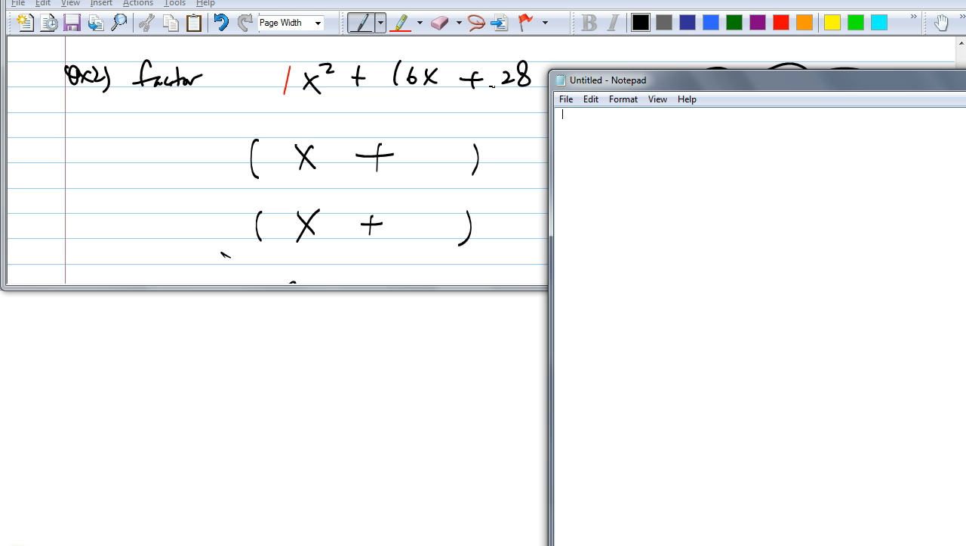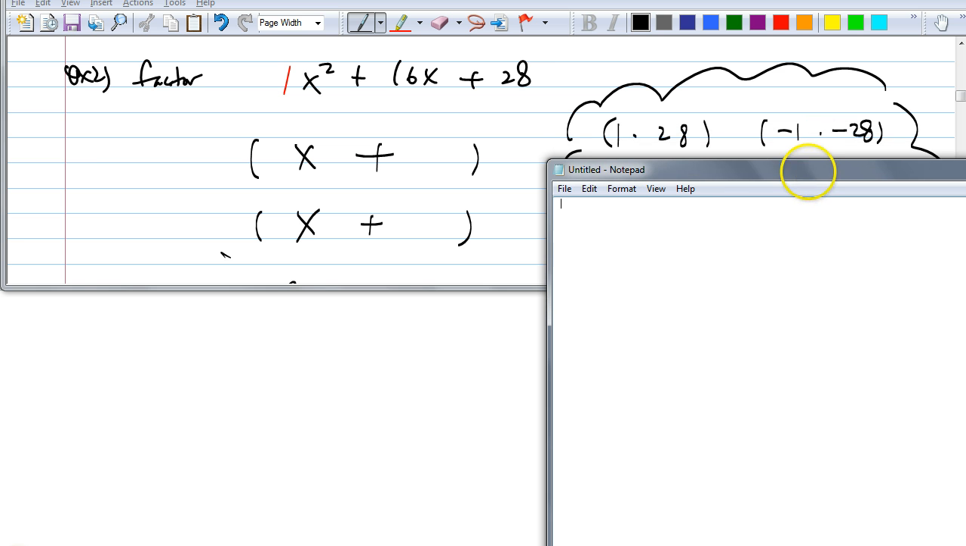What's the easiest way? Let's start with the easiest way. 28 times 1 is the easiest way. If you could have 28 times 1, what else could you have? Negative 28 times negative 1. So that's another case. Do you guys remember doing something like this from the very beginning of this chapter, where they ask you to write down the pairs of factors of a number, something like that?